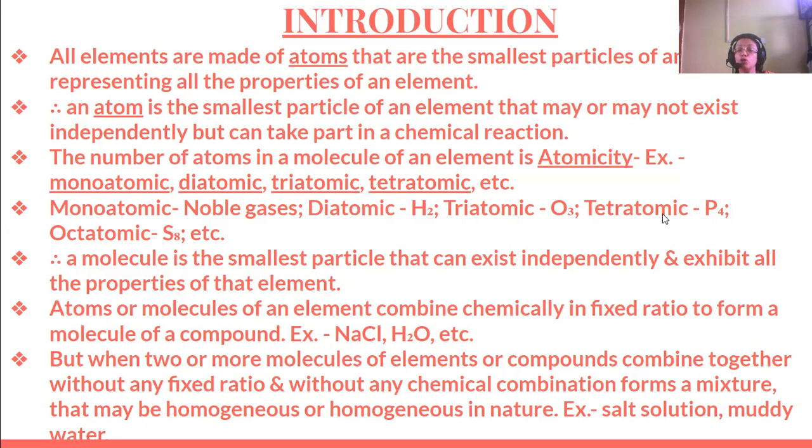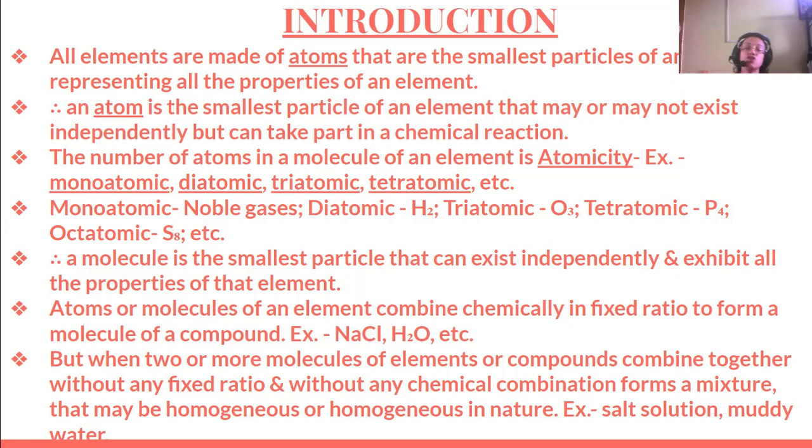But when two or more molecules of elements or compounds combine together without any fixed ratio, then it forms a mixture. When they combine in a fixed ratio, then it forms a compound. When it is combining without any fixed ratio or without any chemical combination, then it forms a mixture. So there are two differences between a compound and a mixture. In a compound, the elements have to combine chemically, and in a mixture they can combine but without chemical combination. Second point is that in a compound, molecules or atoms combine in a fixed ratio, but in mixtures they can combine without any fixed ratio.